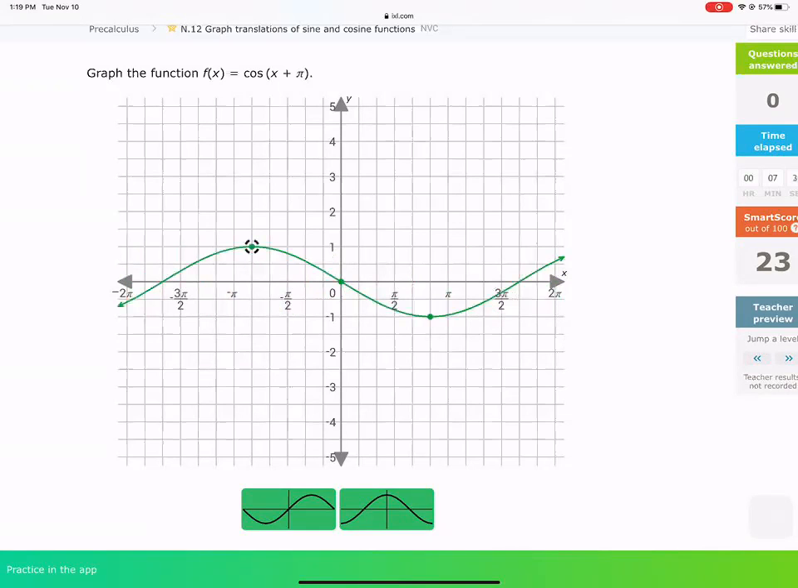So let's play with it for a little bit. We want our graph to, there we go, start and stop at pi.